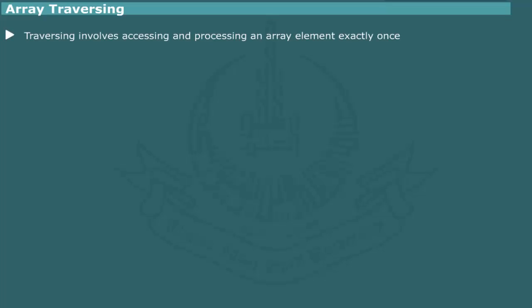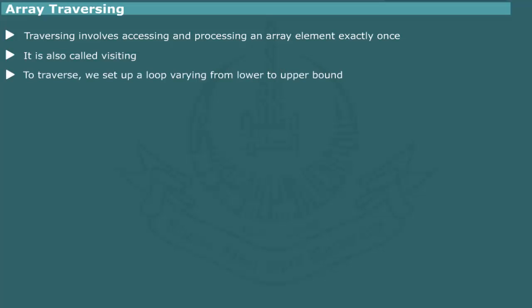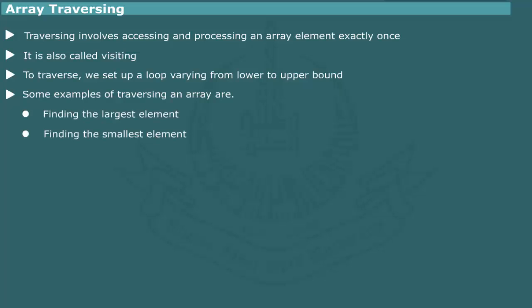Array traversing. The traversal operation involves accessing and processing an array element exactly once. It is also called visiting. In order to traverse the array, we set up a loop with index varying from the lower to the upper bound. In each loop cycle, an element of array is accessed and processed according to the requirement. Some examples of traversing an array are finding the largest element, finding the smallest element, computing average of all elements, and printing contents of array.